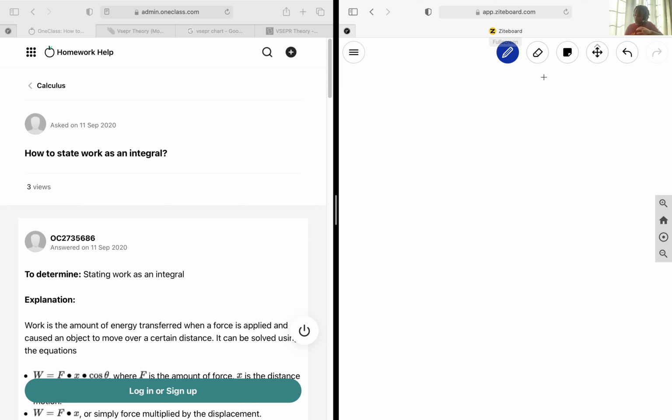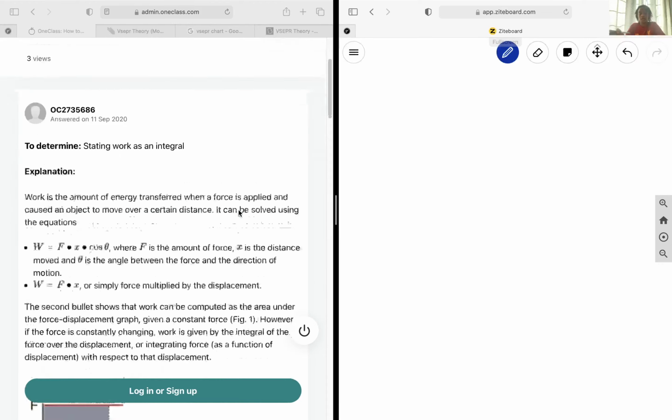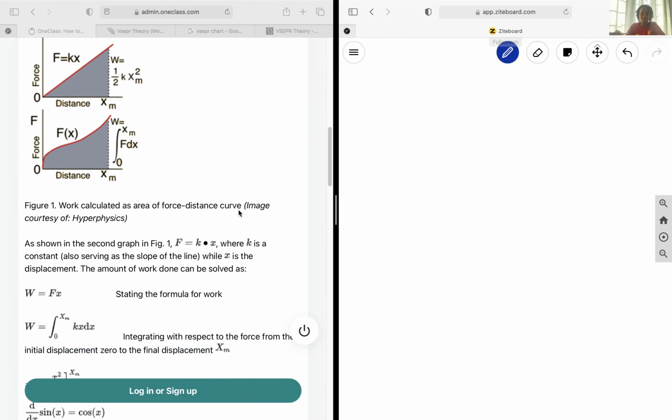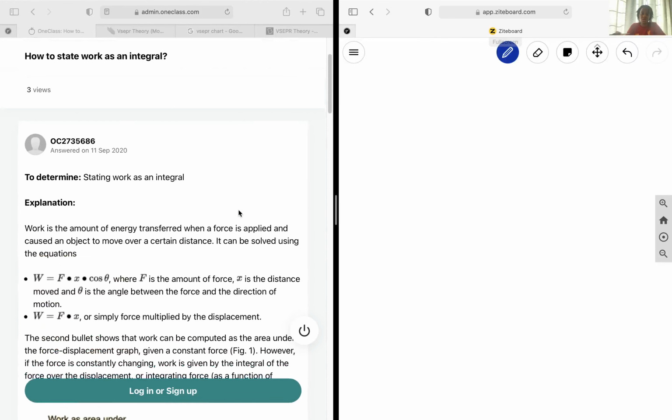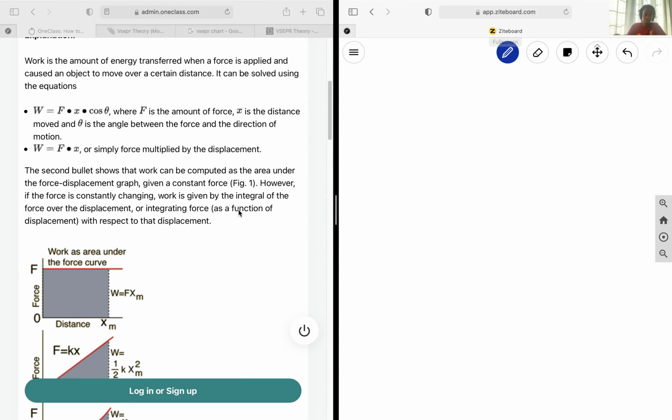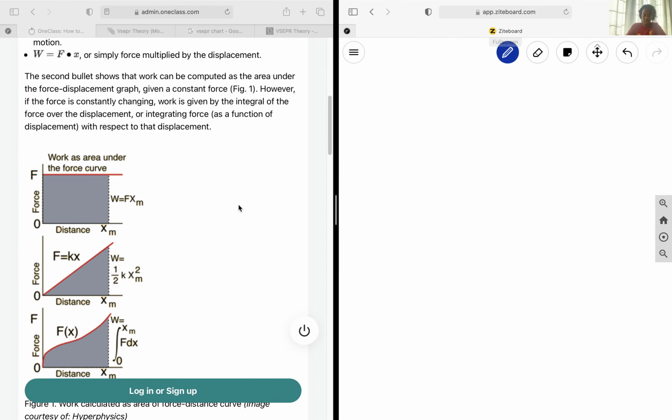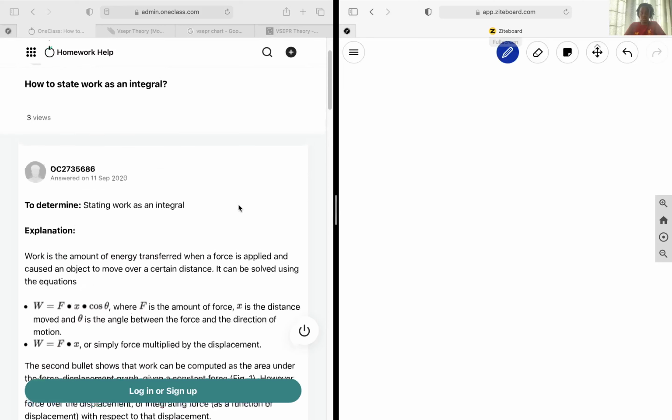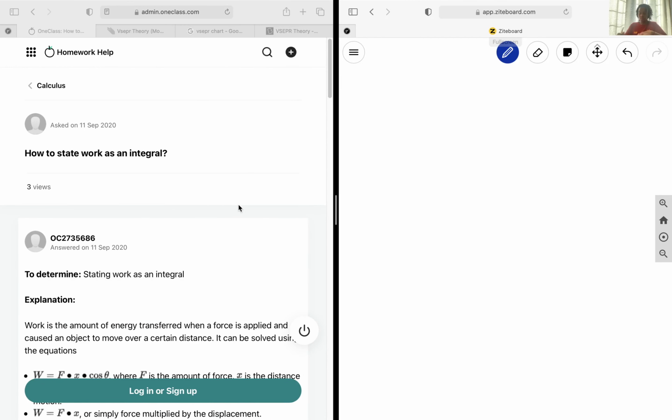Okay, for our next question, we want to figure out how to state work as an integral. And so the answer given here is the calculus 1 method. I'm going to show you how to derive this fact. And in calculus theory, you're not going to assume that f of x is equal to kx in any form or manner. We're just going to take f of x as f of x.